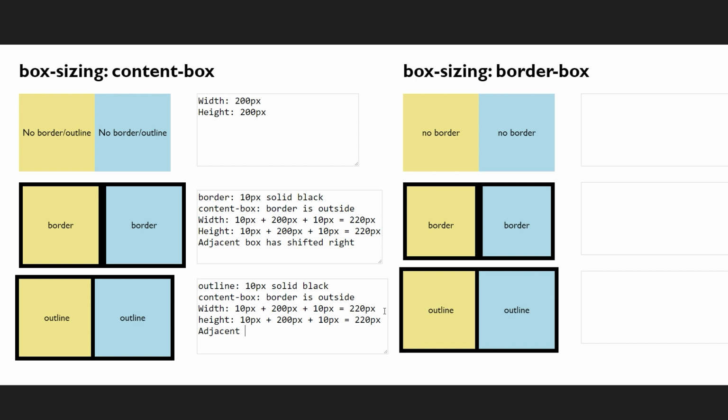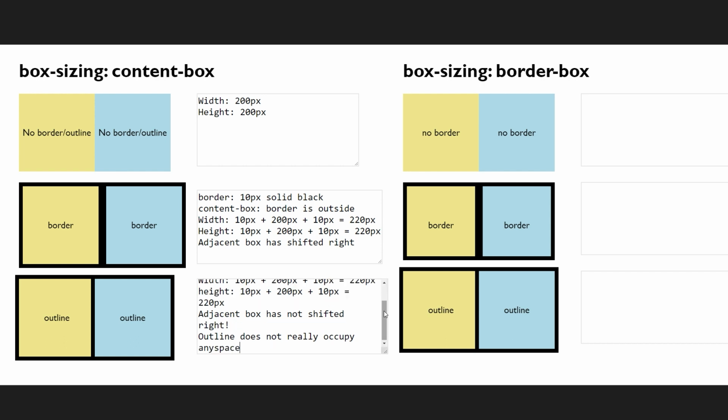But now we notice that the adjacent box has not moved. It hasn't shifted to the right, as in the previous example. That's because outline does not really occupy any space at all, which can be handy.